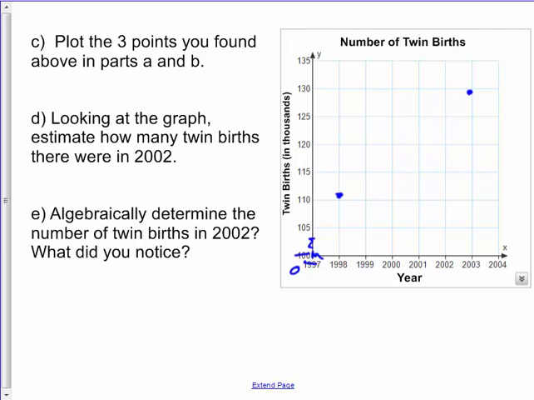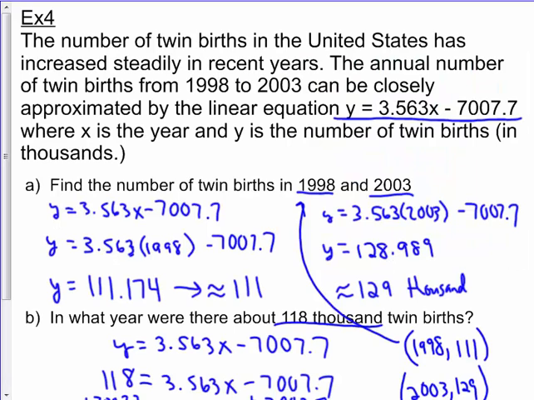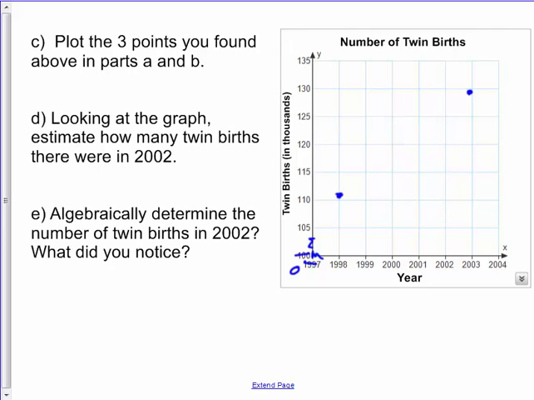So the first ones I put in, 1998, 111, and 2003. The next one, if I put in 1999 and 118, I get a point right up here. If I put in 1999.9, or about 2000, I get a point right about there. We're going to find that the red is going to be a better approximation.